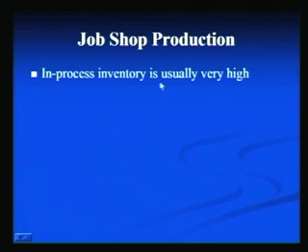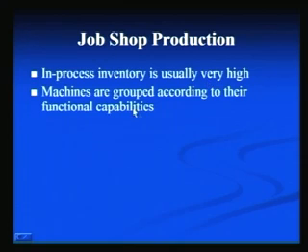Another important characteristic: machines are grouped according to their functional capabilities, because we use several general purpose machines in job shop type production system, and these machines should be grouped as per their functions or functional capabilities. Say all lathes may be grouped at one place, milling machines may be grouped at another place, all welding equipments may be grouped at a third place, etc. So, that product can move from one section to another section as per the requirements of the manufacturing operations. And the system is very flexible in nature.